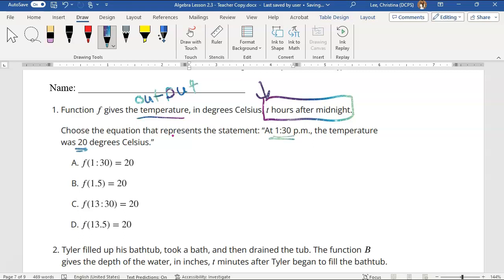So 1:30 p.m. after midnight is actually a decent amount of time after midnight. So from midnight to noon is 12 hours, plus from 12 to 1:30 is another hour and 30 minutes. So that would be 13 hours and 30 minutes after. And so this would be D, where we have 13.5 hours. It wouldn't be this because it says T hours after midnight. The input isn't the time, the input is the hours, the number of hours after midnight. And these can be tricky because you see that 1:30 and you see 1:30 here, but again, we're calculating the number of hours since midnight.